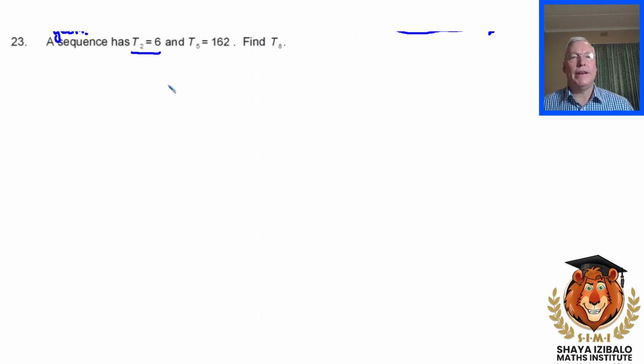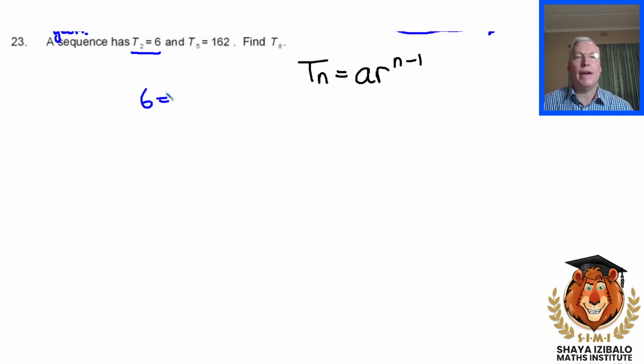Okay, so T2 is 6. Now remember the formula? The formula says that Tn is a r to the n minus 1. So if T2 is 6, that means that 6 is a times r to the 2 minus 1. I hope you're okay with me just doing that in my head. All right, one equation, two variables. We need another equation.